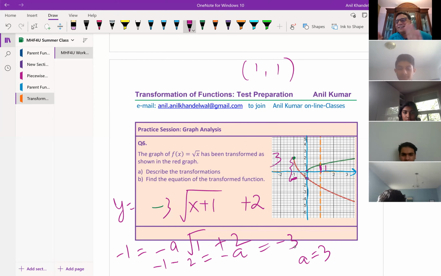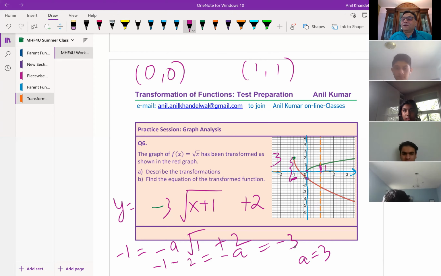Do you see? In half of the parent functions, we have (1, 1). This is an excellent point to find the equation of the transformed graph, right? And the other point is (0, 0), which most of the graphs go through. (0, 0) gives you the translations. (1, 1) gives you the stretch factor. Is this clear to you?